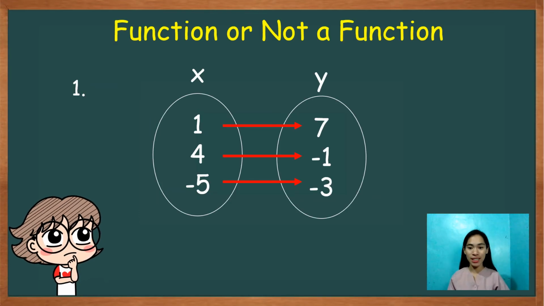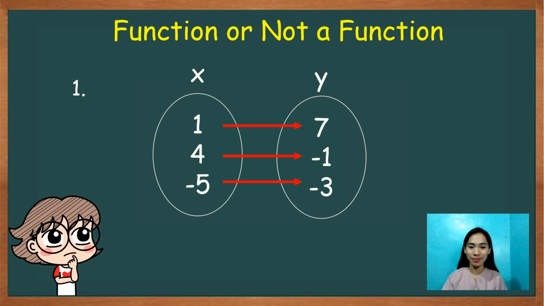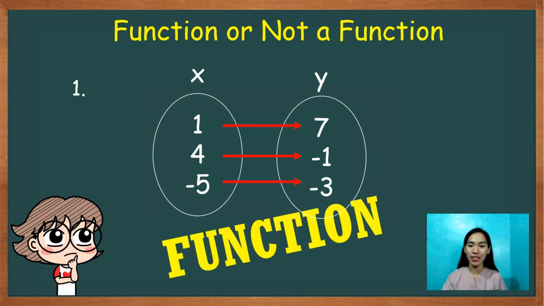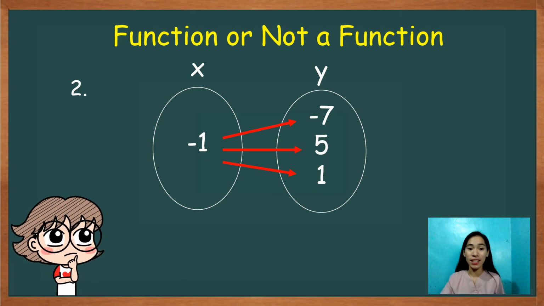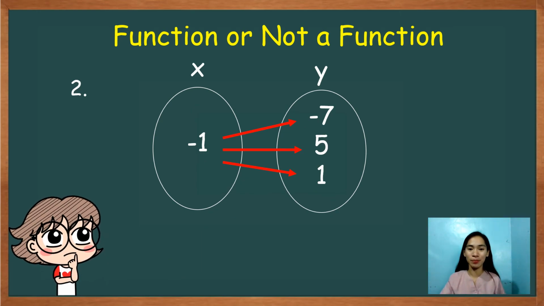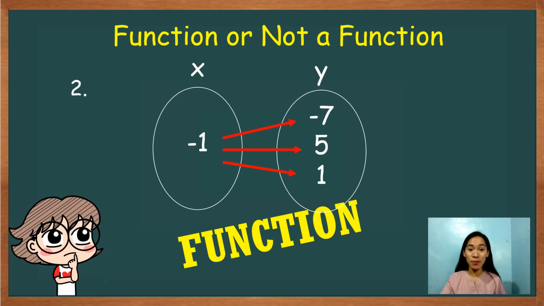Now, let us go to this activity. You are going to identify if the following mapping or table is a function or not a function. Okay, number 1. Is it a function or not a function? It is a function. Very good. Next, number 2. Is it a function or not a function? This is a function. Very good. So, this is a function because the relation is many-to-one.